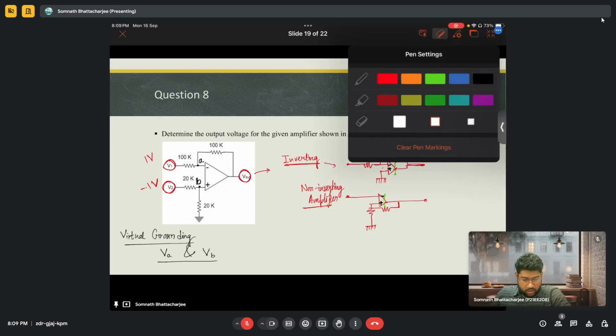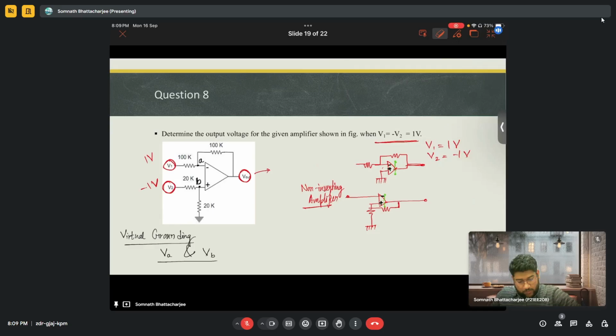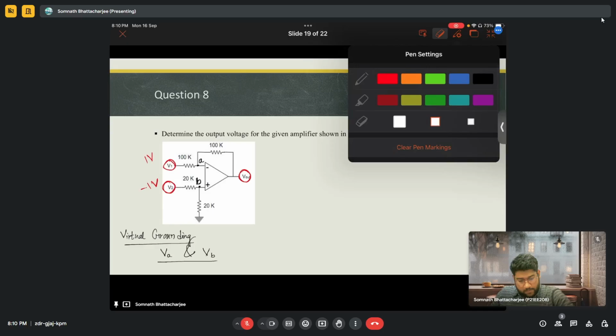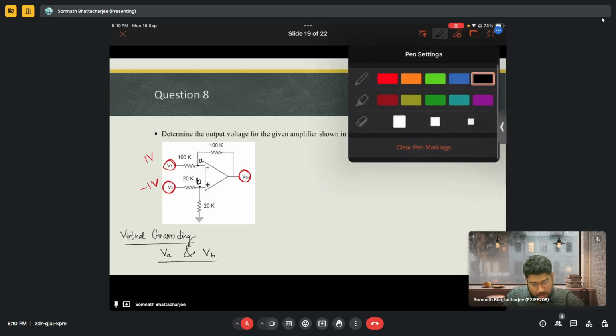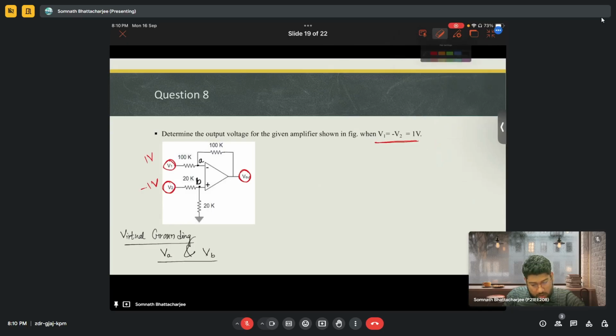So for my sake, I will just remove these things for now. Maybe let's delete this one as well and we'll just write it here. So V1 is 1 volt while V2 is minus 1 volt. Okay, so maybe I'll just explain this.